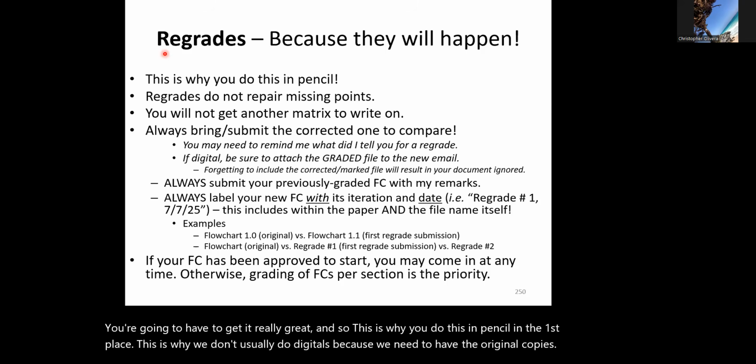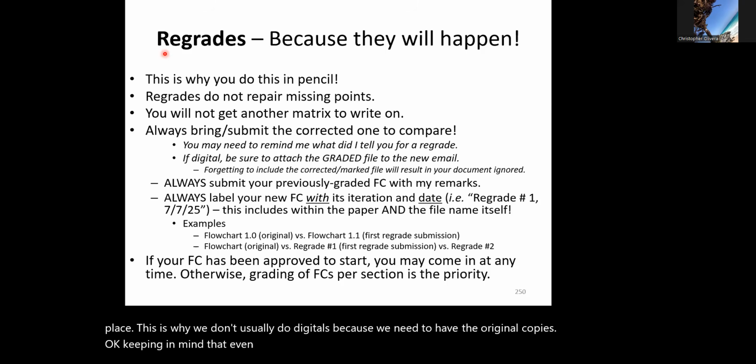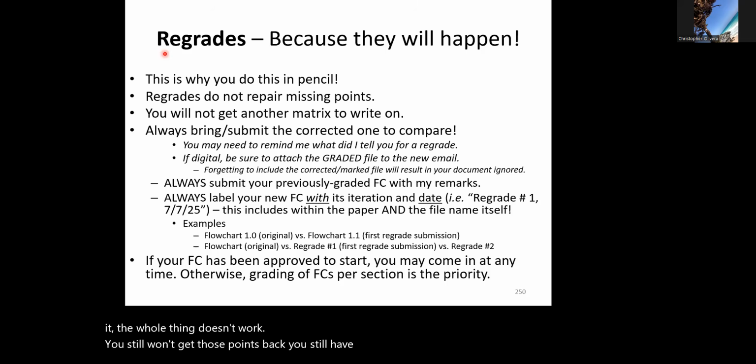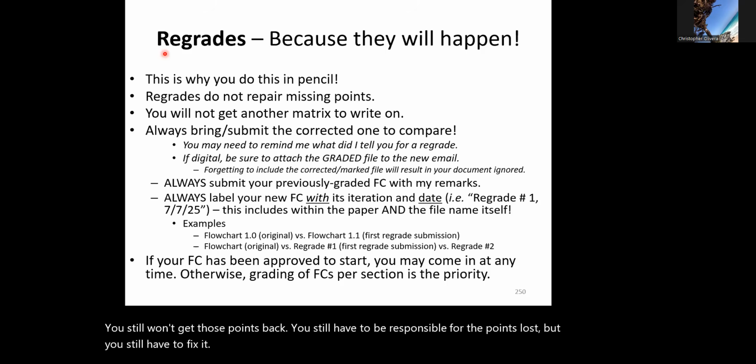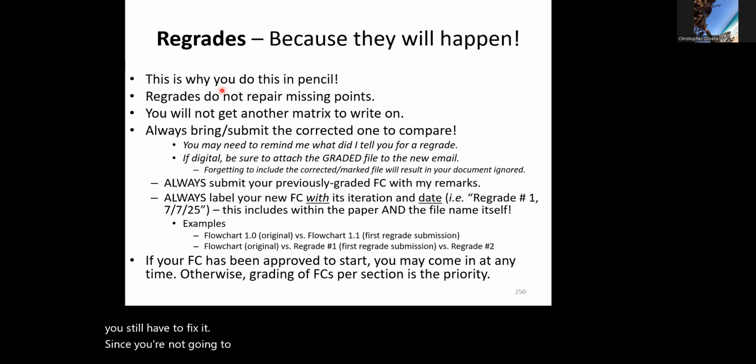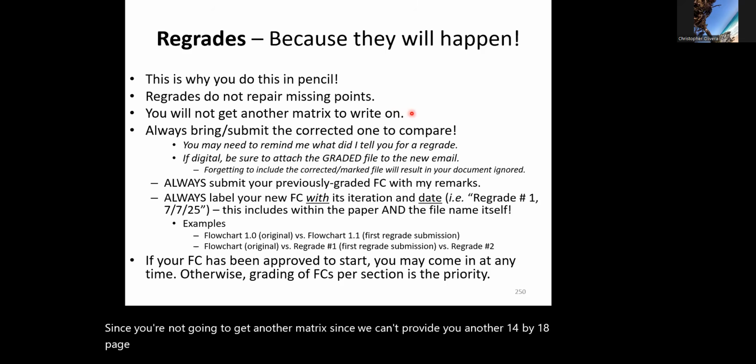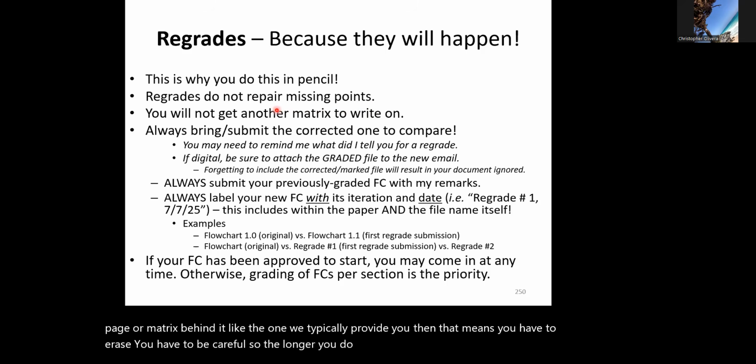Okay. Keeping in mind that even though you're going to fix it, because otherwise if you don't fix it, the whole thing doesn't work, you still won't get those points back. You still have to be responsible for the points lost, but you still have to fix it. Now, since you're not going to get another matrix, since we can't provide you another 14 by 18 page or matrix behind it, like the one we typically provide you, that means you have to erase. You have to be careful. So the longer you do this, the more damage to that paper also occurs. Hence why you want to have scratch paper when you're doing this stuff first, right?